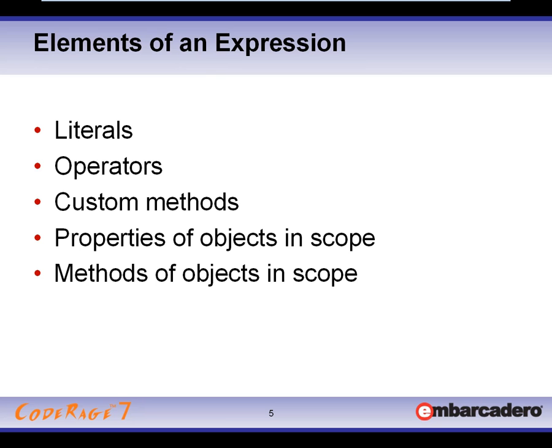If you are using the expression engine directly and you want to use properties or methods of objects, you're going to have to inform the expression engine of the existence of those objects, and you do that by placing those objects within scope of the expression engine. So in general, you can't just use anything that is available to you. You've got literals, operators, custom methods, properties of objects in scope, and methods of objects in scope. So let's get to the demonstration.